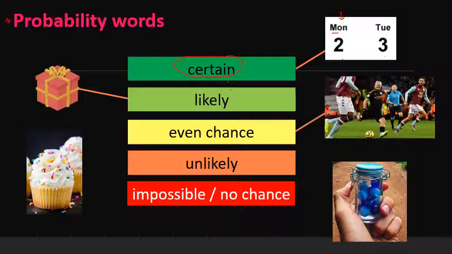Something with an even chance. I did talk about sporting matches before, assuming that they can't draw and each team is equally skilled. There's an even chance of either winning or losing. There's two outcomes there, so it's one or the other.